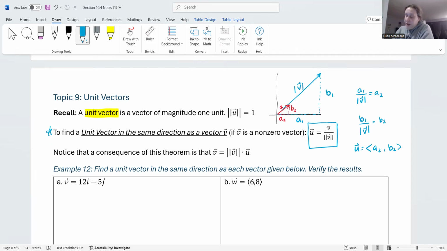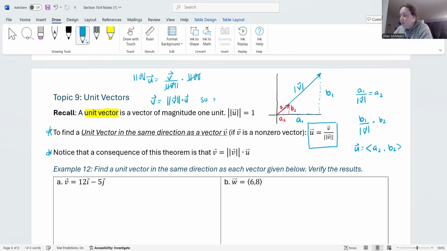Another cool thing: we have our formula that our unit vector is going to equal the components of our original vector divided by its magnitude. But if we take this idea and multiply both sides by the magnitude of v, we know the magnitude is just a number, so the magnitudes divide out. Then we get that the vector v is going to equal the magnitude times the unit vector.